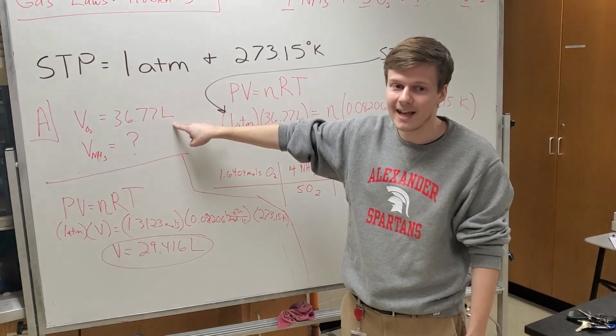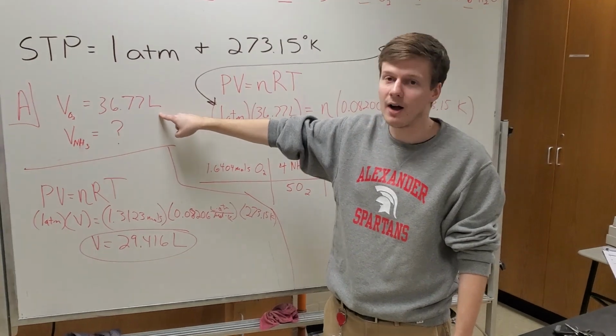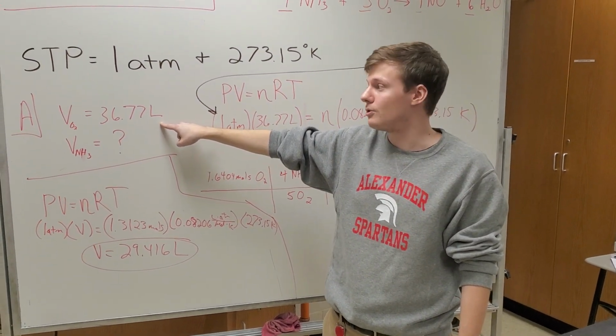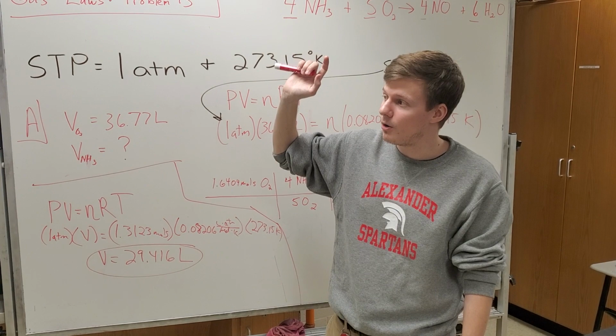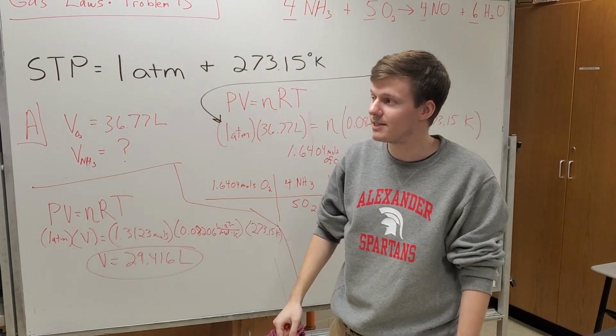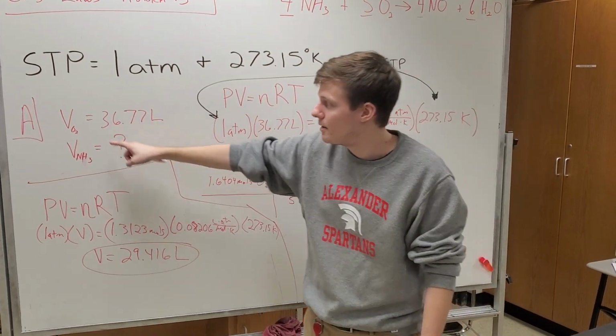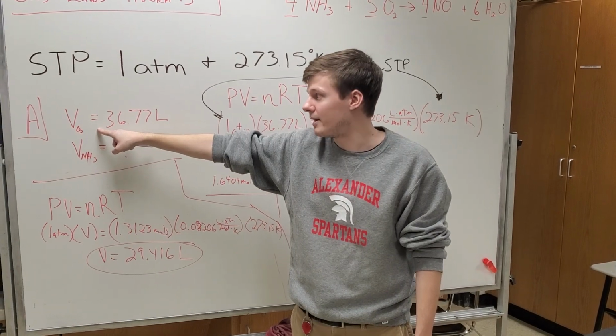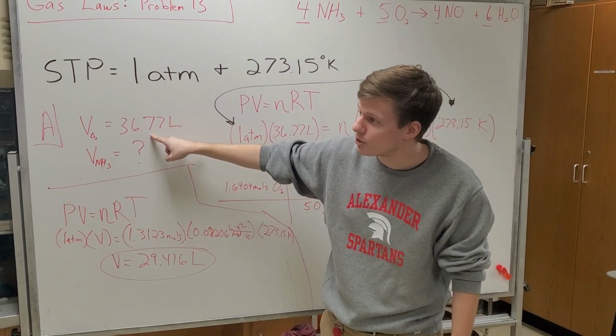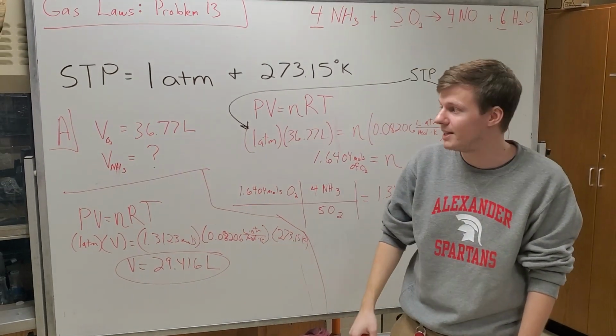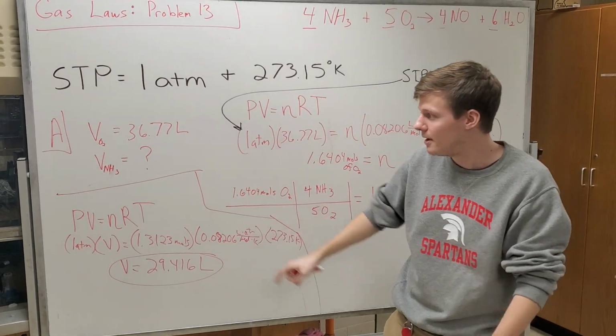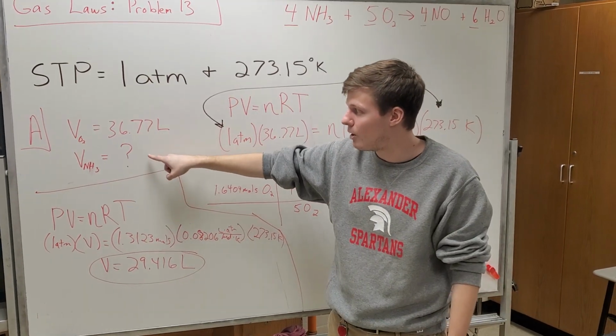And then moving on, the next thing I recommend you do is define the variables that you're given. So if we look back to the problem, we know that we were given 36.77 liters of oxygen. So we know the volume of oxygen right here, and I've written it out. And we know that we are trying to find the volume of ammonia needed to react with that much oxygen. So we know what we have and we know what we're looking for.